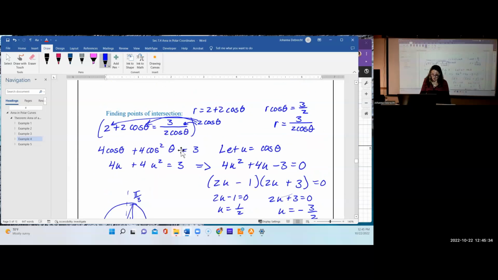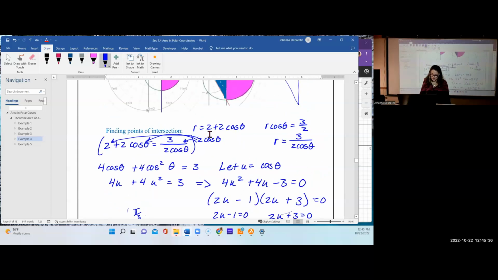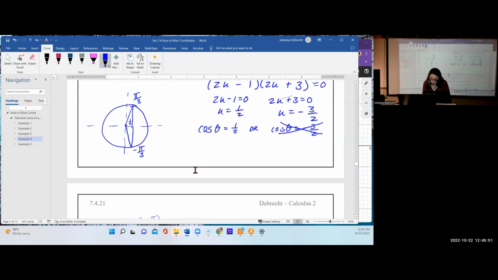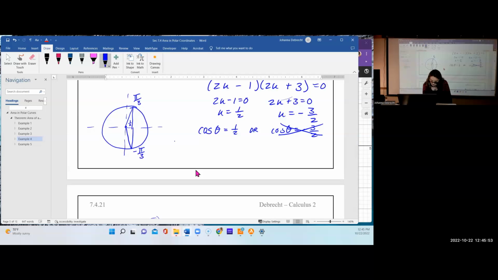Now let's go ahead and try that in each of our equations. r equals 2 plus 2 cosine of theta. Let's find out what that point of intersection is. So when we're looking at this particular value, we have r equals 2 plus 2 cosine of pi over 3. We know that's a 1/2. So we get 2 plus 2 times 1/2, which is going to give us 3.